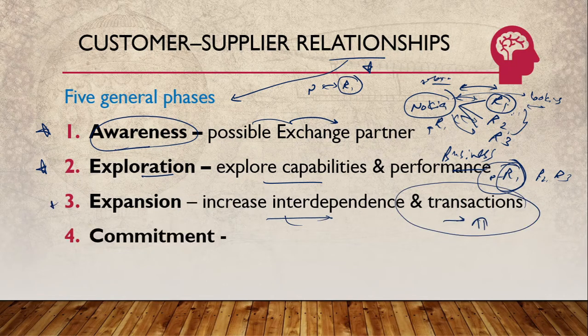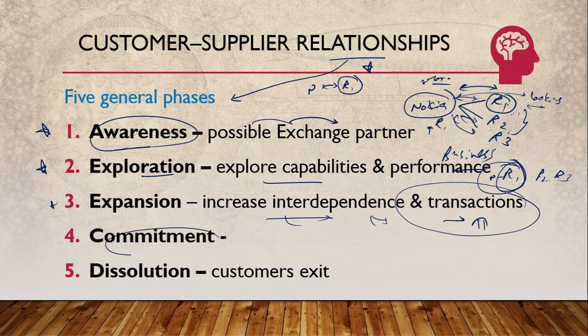And then the fourth one is, once there is interdependency and the transactions, there's a commitment on both sides, that is Nokia as well as R1, that they are committed to each other, that whatever products Nokia wants, R1 will deliver with the same performance and standards. So this is the fourth stage of commitment. So these are the normal phases.